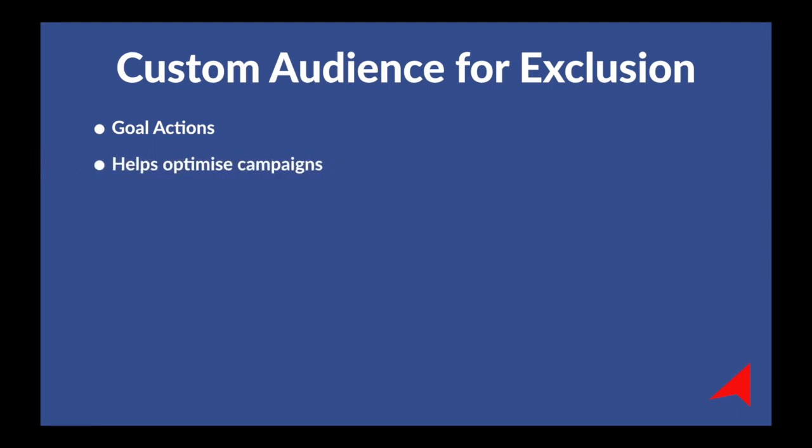Now, the second way of using custom audience for exclusion is you need to use this to help you optimize your Facebook ads campaign. Like I mentioned just now, those people who have already submitted leads should not see your ad anymore.